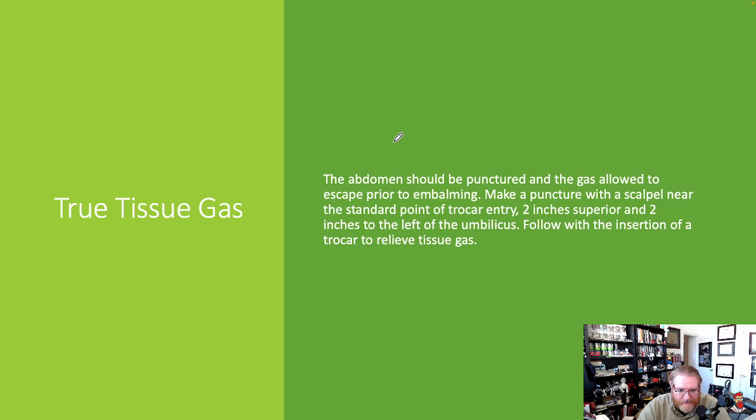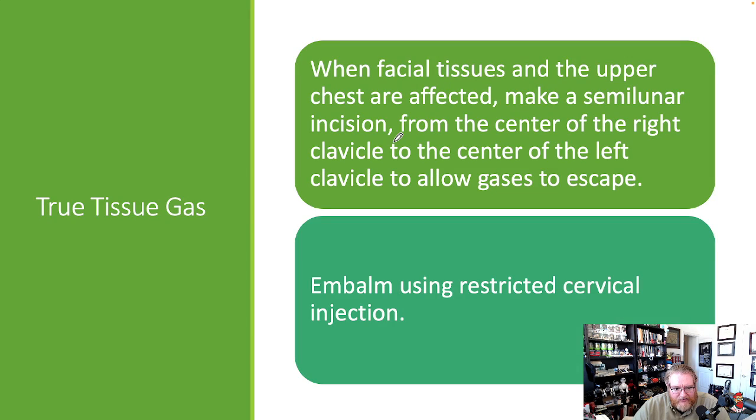Make a puncture with a scalpel near the standard point of trocar entry, 2 inches superior and 2 inches to the left of the umbilicus. Remember, this is anatomical left. Follow with the insertion of a trocar to relieve the tissue gas. When facial tissues in the upper chest are affected, make a semilunar incision from the center of the right clavicle to the center of the left to allow gases to escape, and embalm using restricted cervical injection.